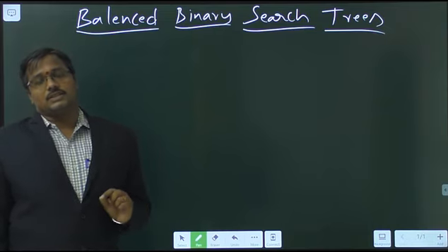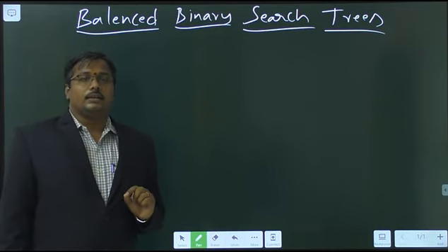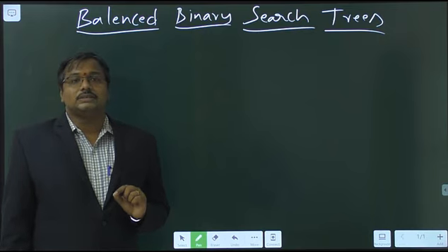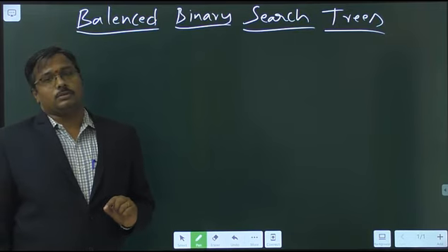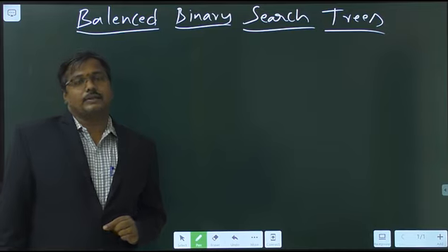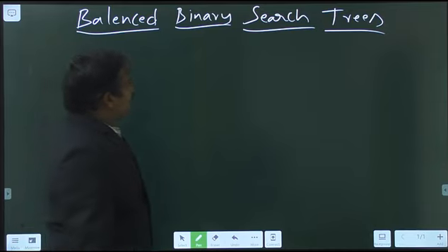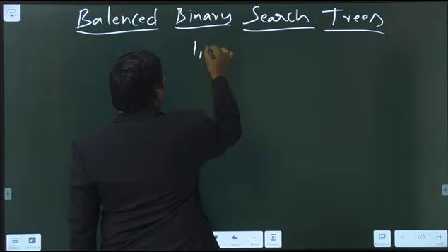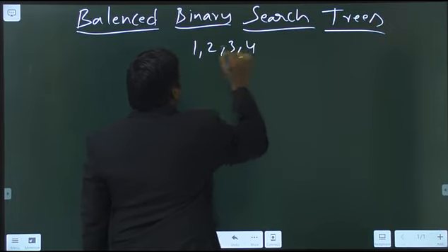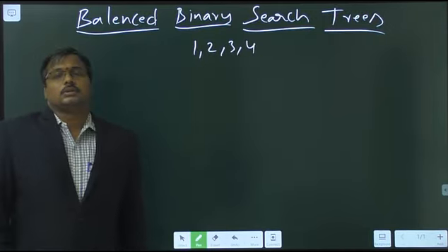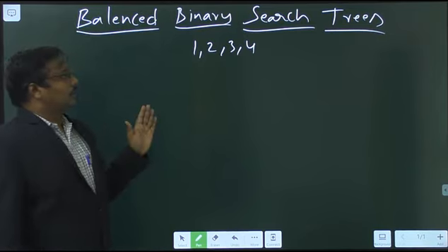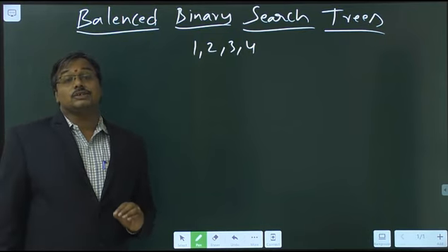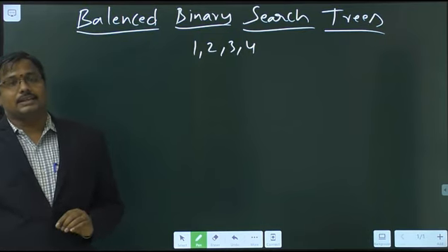Before going to balanced binary search trees, first of all, we want to discuss why we are using the balancing term and where we are identifying this kind of problem. Then we will move to balanced binary search trees. So first, suppose I am given elements like this: 1, 2, 3, 4. Here the given elements are in sorted order, nothing but ascending order.